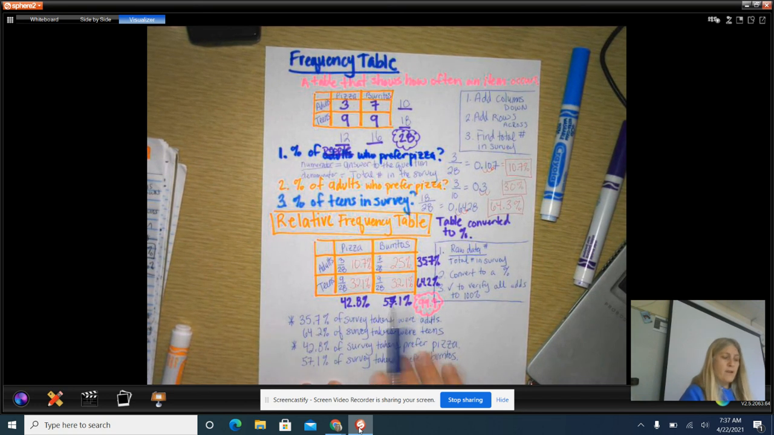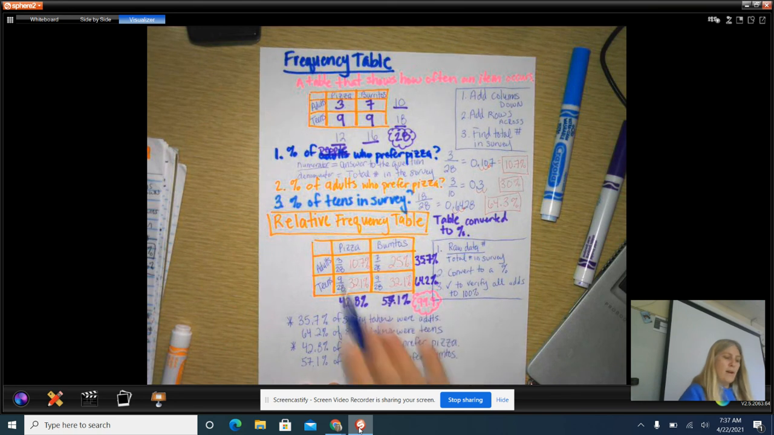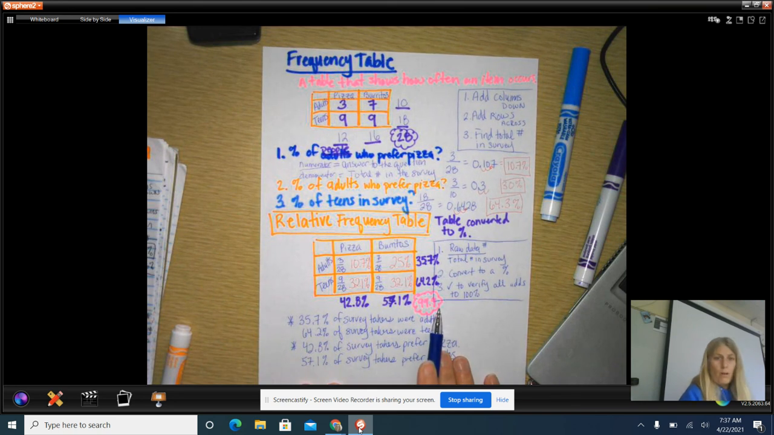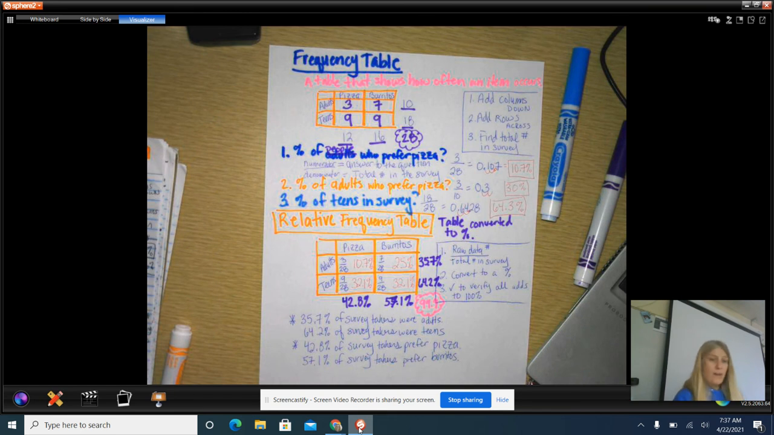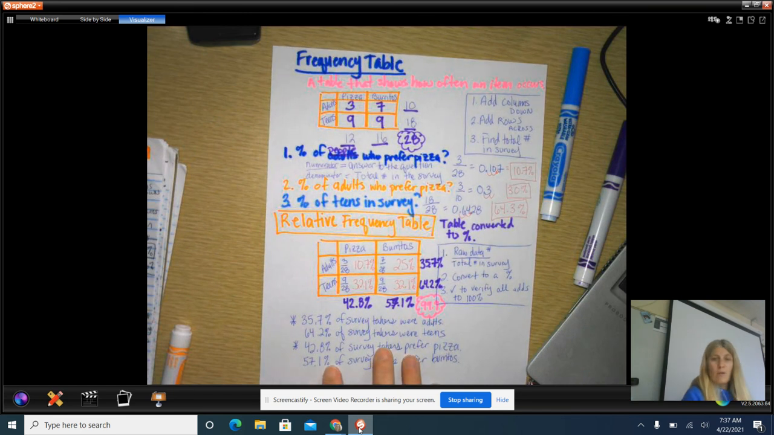So I have that ability to get that information that I can't get from my relative frequency table. My relative frequency table is only comparing everything to the whole. So with my raw data, I'm able to ask some different questions than I'm able to answer with my relative frequency table, which is already converted from that raw data into percentages.